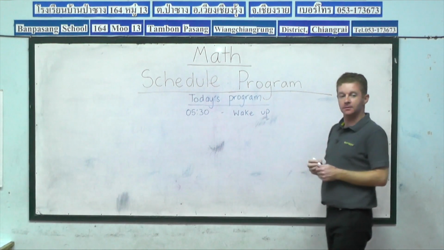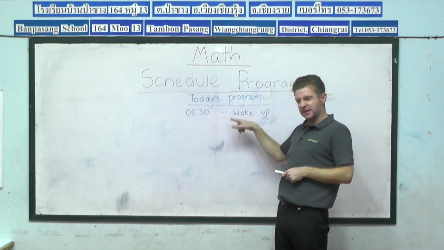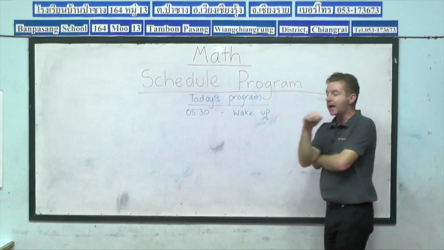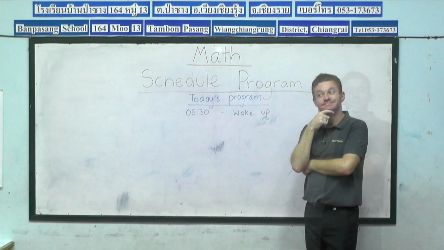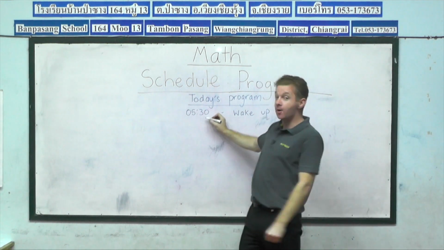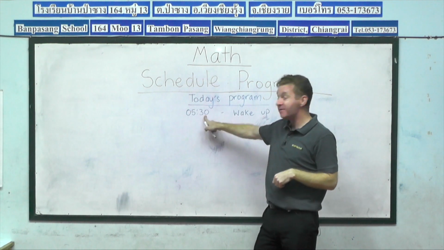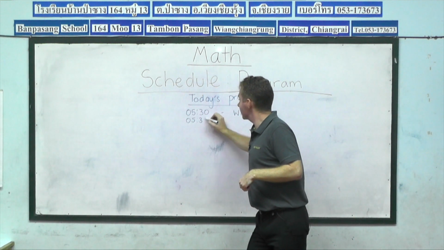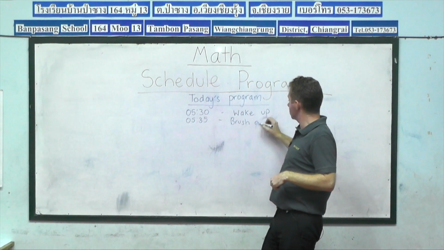wake up. Now notice with the program, we don't have to go from 5:30 till 6:30. We just need to give the time and the event. So okay guys, 5:30, we wake up. What do we do next? Brush teeth. What time? 5:35. Okay, you see, it can't be before 5:30. We can't brush our teeth when we're asleep. So 5:30, wake up. 5:35, brush our teeth.